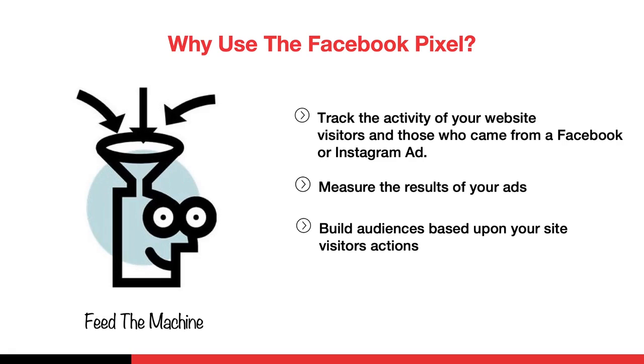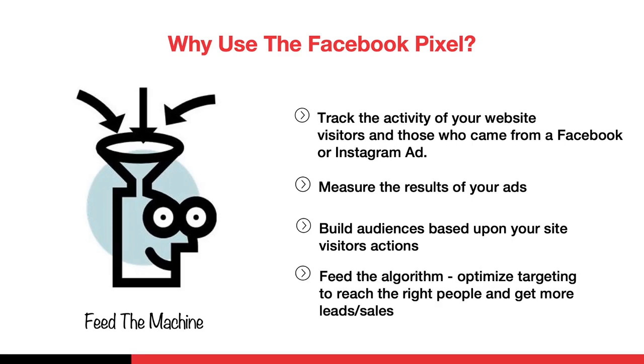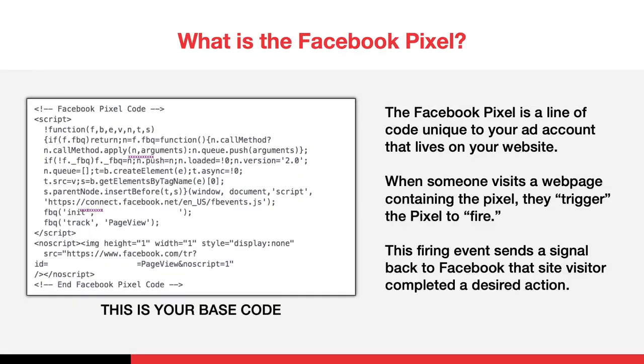What we're going to be able to do is build audiences, retargeting audiences, so we can target people at specific times at specific locations. Now, the other thing is we want to make sure that we are feeding the algorithm to optimize targeting to reach literally the right person at the right time. This is going to generate us leads and sales at a much lower cost than just advertising to just the plain old cold market.